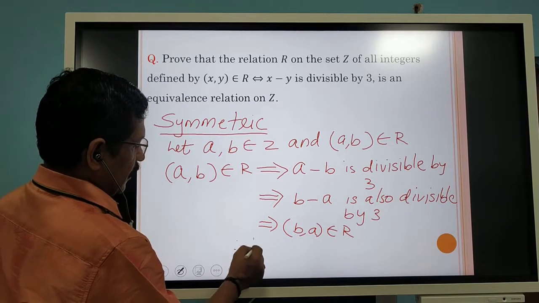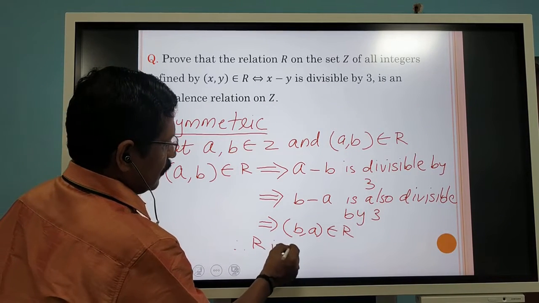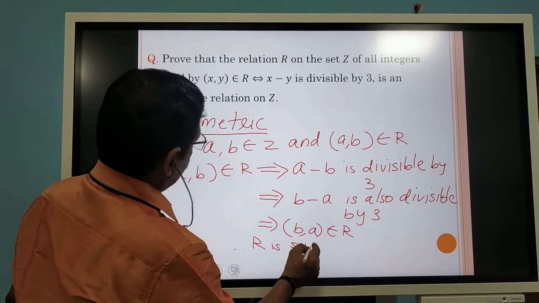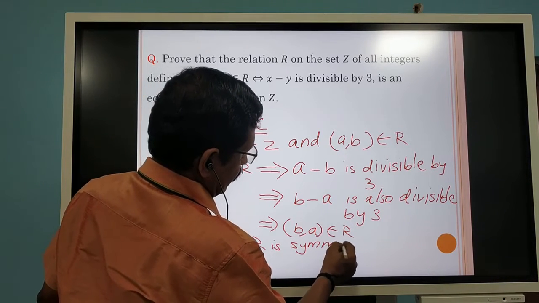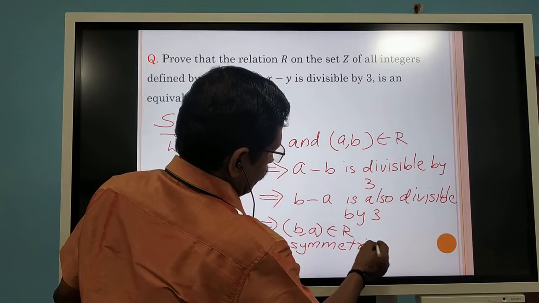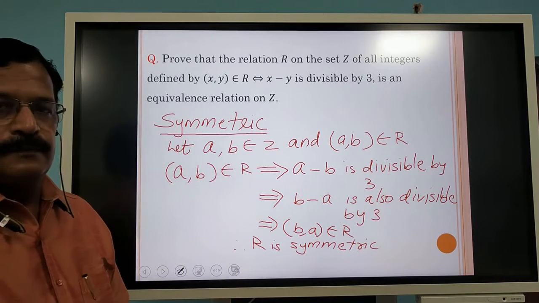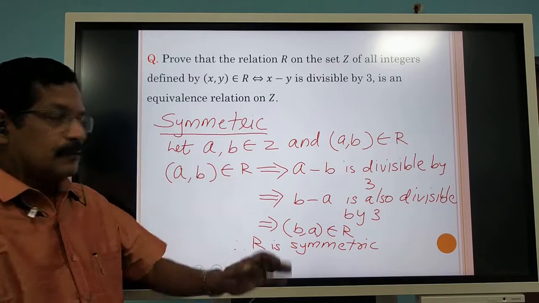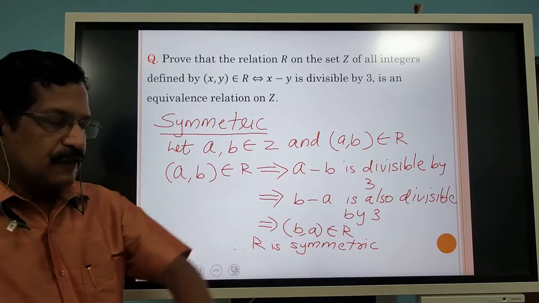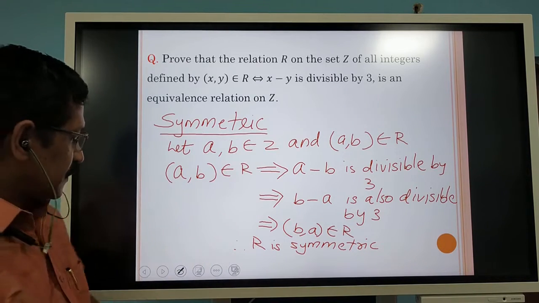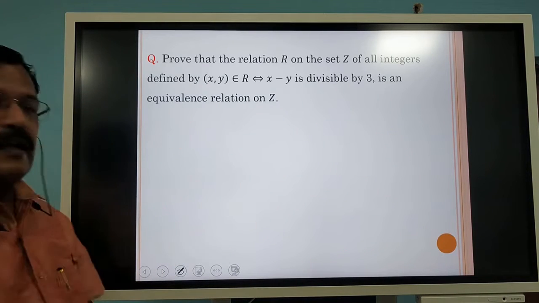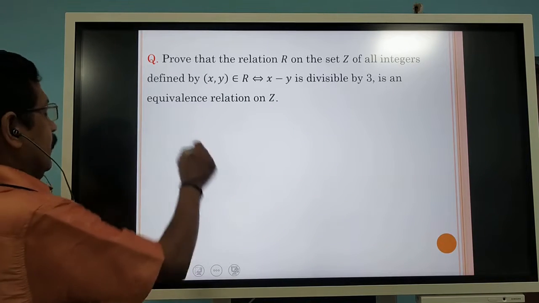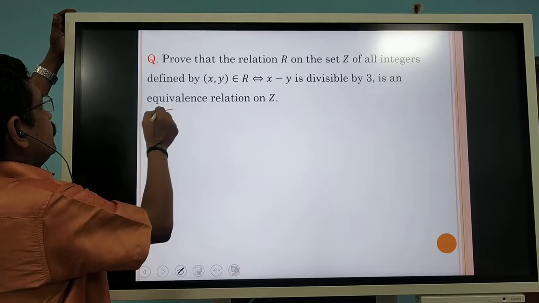Therefore, R is symmetric. R is symmetric. So, reflexivity over, symmetricity is over. Now, we have to prove it is transitive. Next case is transitive.